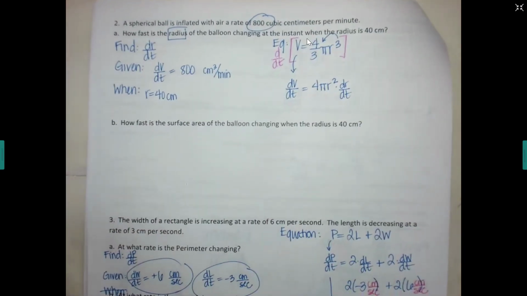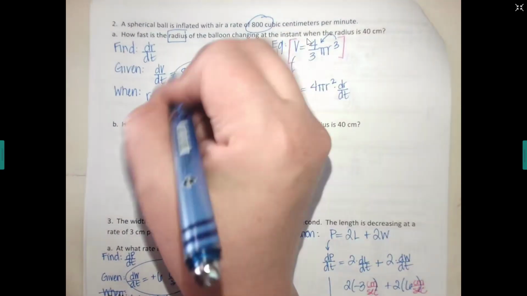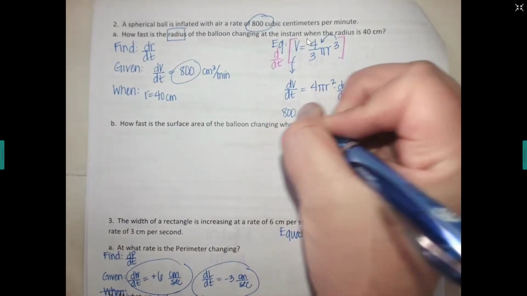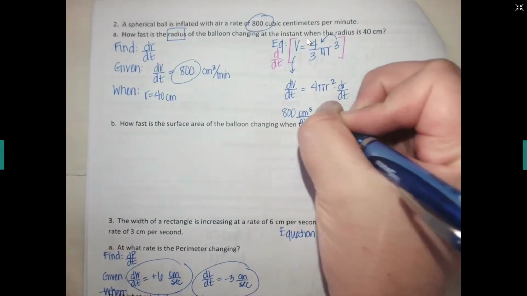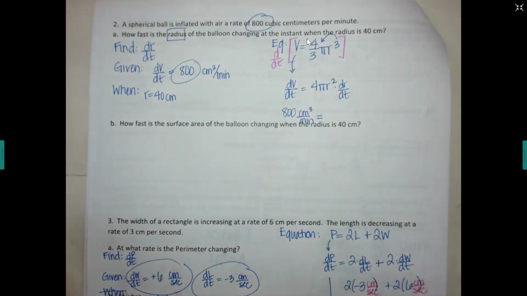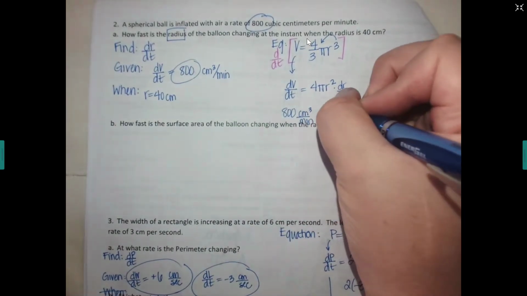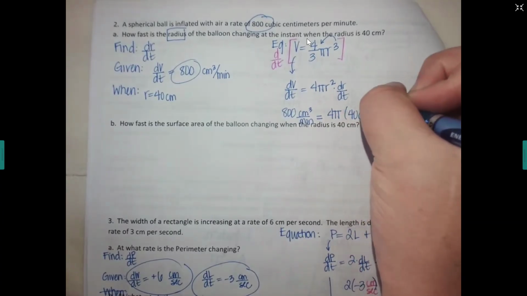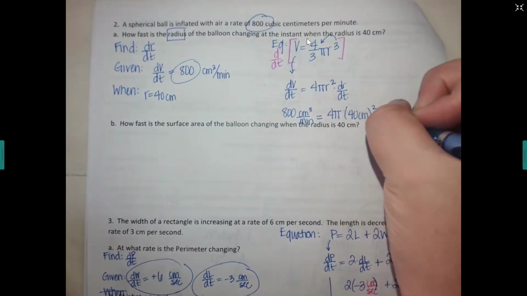Okay, from there we're plugging stuff in. So dV/dt is an 800 centimeters cubed per minute, equal to 4 pi r, which is 40 centimeters, squared, dr/dt.